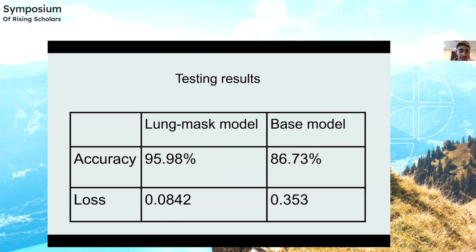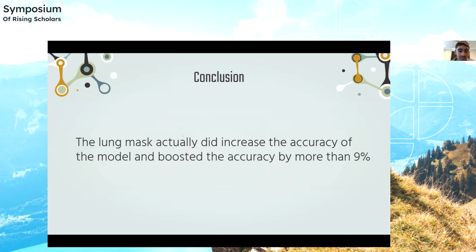Now, we applied the testing batch and we got the final performance of both the models. The lung mass model had a 95.98% accuracy, and the base model had an 86.73% accuracy. And the loss for the lung mass model is 0.0842, and the base model has 0.353. Well, these are the different metrics that we use to calculate the final performance. For the loss, we want it to be as low as possible because this is the difference between the predictions and the actual results. So, in conclusion, the lung mass actually did increase the accuracy of the model and boosted the accuracy by more than 9%.